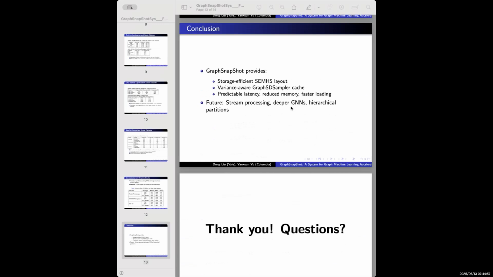In the future, we plan to explore stream-based graphs, deeper GNNs, and large-scale graph system scenarios. We can also add some hierarchical partitions to this system. We are excited to explore the intersection between industry and academia.